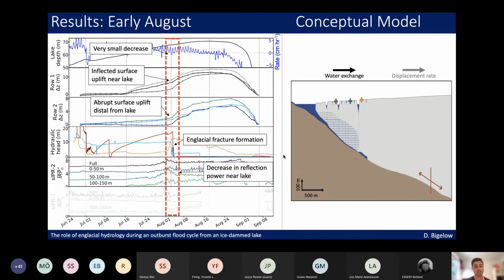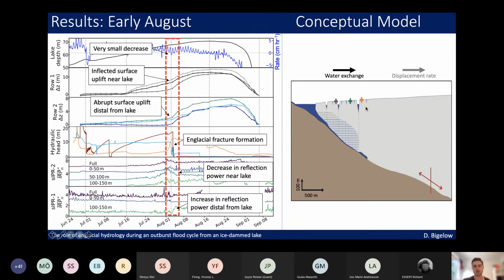Finally, well, not quite finally, but we also saw a decrease in reflection power near the lake. So that suggests that perhaps we have so many fractures that water is penetrating deeper into the ice. Because remember, those borehole pressure sensors are only 13 meters deep. Whereas further from the lake, we see an increase in reflection power.